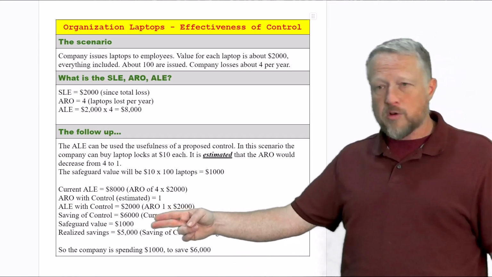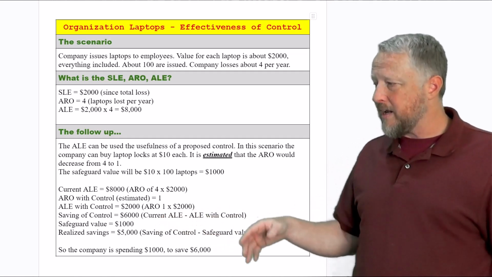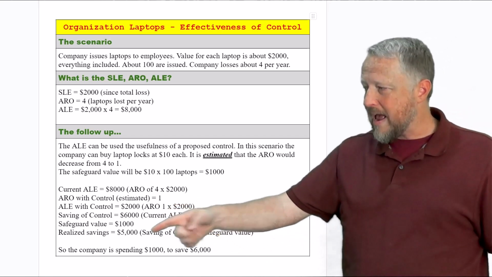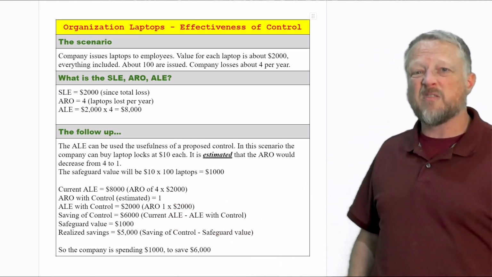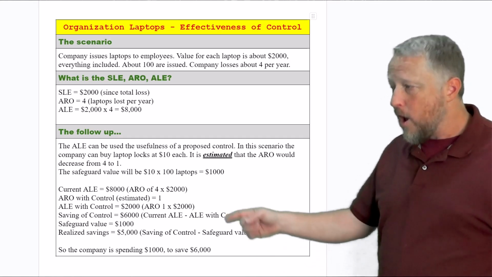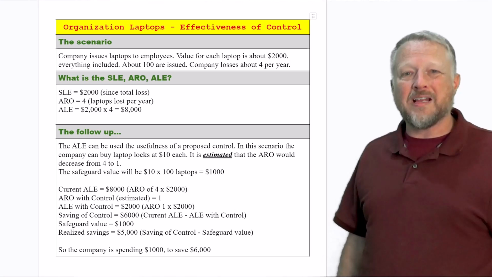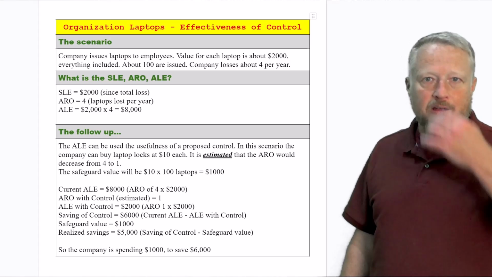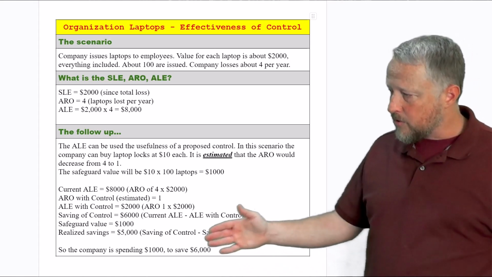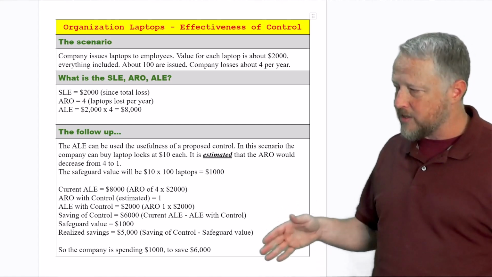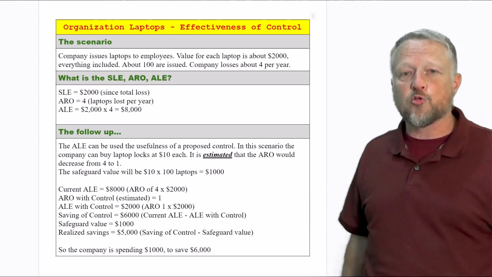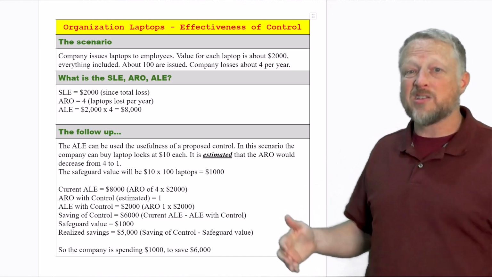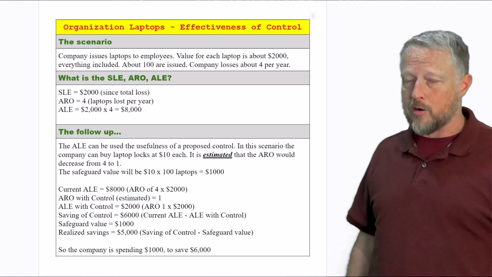So the safeguard value was $1,000. We end up spending that money to do the locks. Otherwise, we're going to have a realized savings of about $5,000 from all that because, frankly, we knocked down the number of incidents that should happen. Otherwise, we're replacing $8,000 worth of stuff every year. So the company is spending $1,000 to save over $6,000 with the estimated control in place and the estimated number of times that the incident or the risk is going to occur.